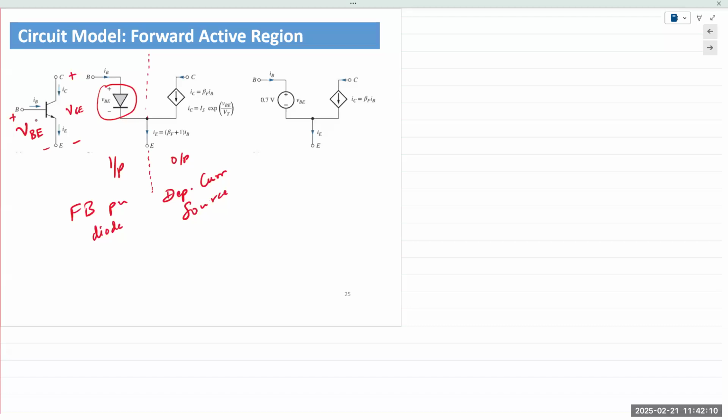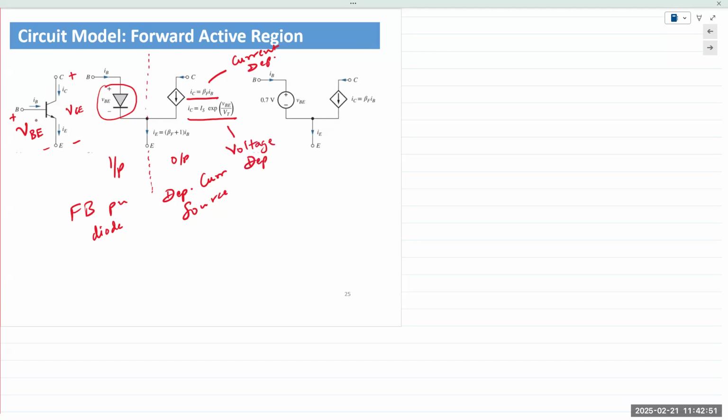Okay. Then we can write the expressions. IC is beta times IB. The standard expression for IC is IS times e raised to VBE over VT. We can look at it as a current source that is dependent on IB, right? Beta times IB. So here, the dependency is on current, so we can say current dependent. And if you wish to look at the voltage, then it's voltage dependent.